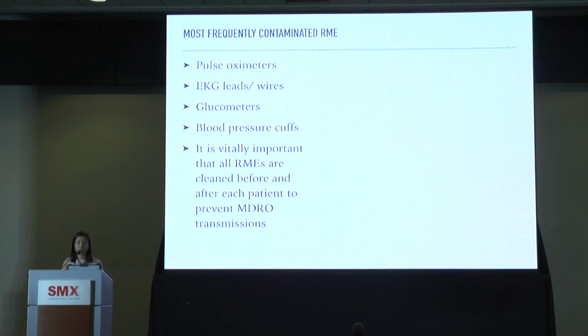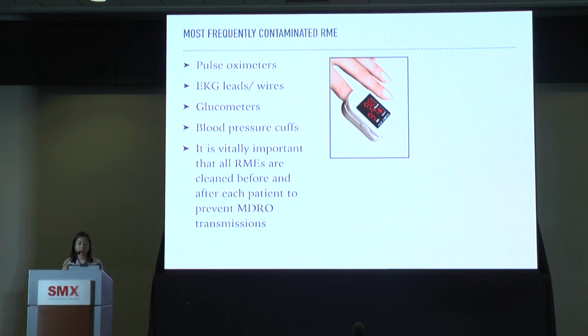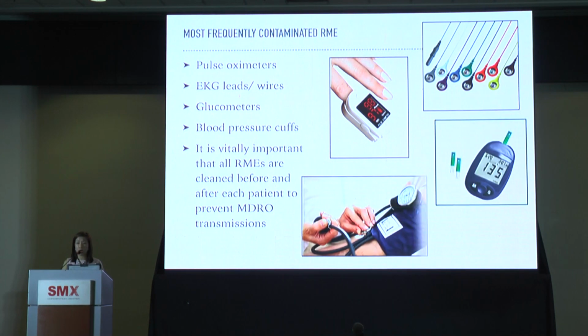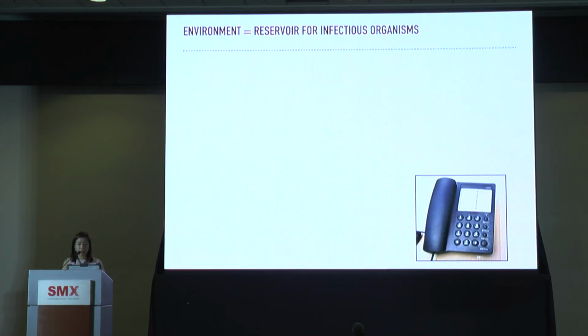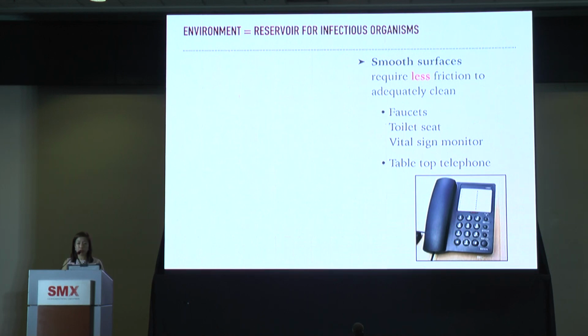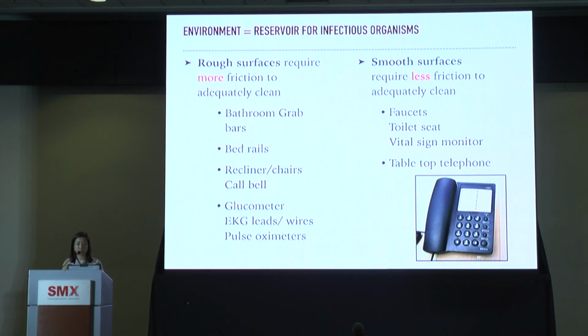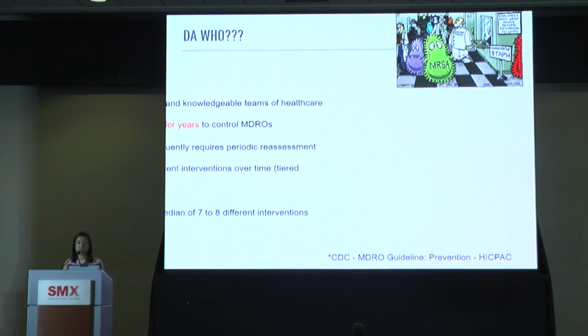The most frequently contaminated reusable medical equipment include your pulse oximeter, ECG leads, glucometers, and your BP cuffs. Thus, it is vitally important that all of these RMEs be cleaned before and after each patient to prevent MDRO transmission. Smooth surfaces in the environment, like your tabletop telephones, obviously require less friction to adequately clean, as compared to rough surfaces in the environment, which definitely will require more friction to adequately clean. As I've mentioned, the most common RMEs, your ECG leads or pulse oximeters, will require more intensive cleaning as compared to the smooth surfaces. So who is responsible for preventing the transmission of MDRO?